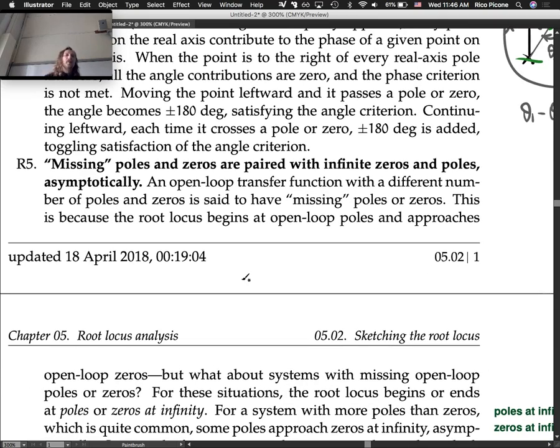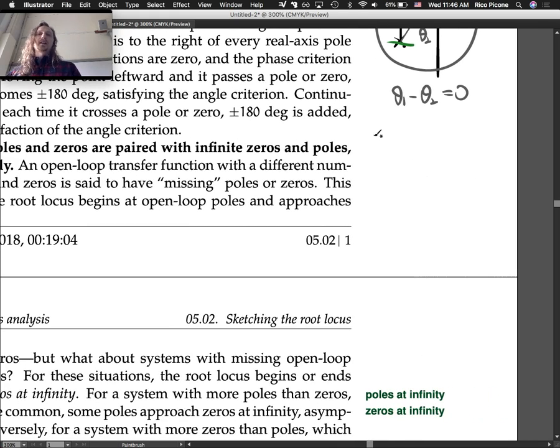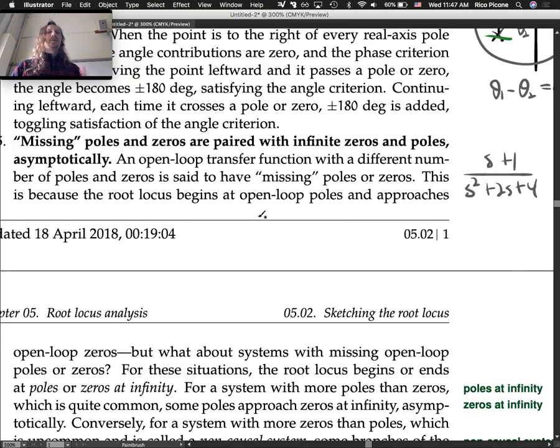So rule 5: missing poles and zeros are paired with infinite zeros and poles asymptotically. An open loop transfer function with a different number of poles and zeros is said to have missing poles or zeros. So when you have a transfer function like s plus 1 divided by s squared plus 2s plus 4, there's 1 zero and 2 poles, right? So we would say that this has a missing zero, okay?